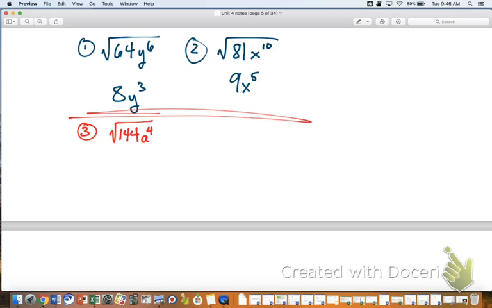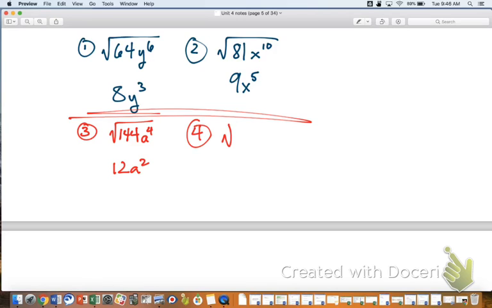Yep, number 3. If you're at the board, please do number 3. Square root of 144, a to the 4th. Fantastic. 12a squared. Very good. Hey, folks that are sitting at the tables, let's see if you can do this one too. I'm going to push them a little bit further and see how this goes. I bet they can still do it. I bet you can do this too. But let's try this one.